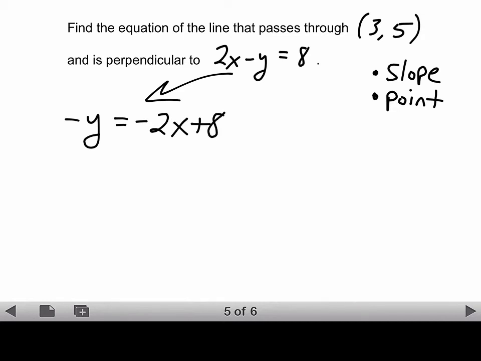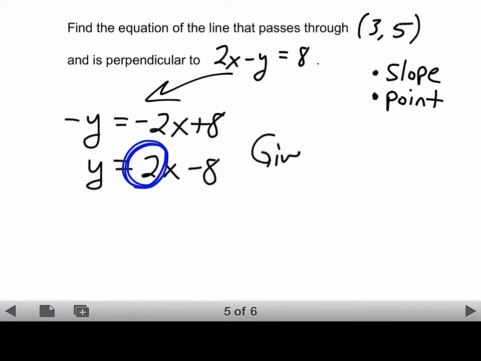Multiplying through by a negative 1 gives me y equals 2x minus 8. And remember that since this is slope-intercept form, the coefficient of x, in this case 2, is the slope of the line. At this point we can identify the given slope, the one that we got from the line, is m is equal to 2.